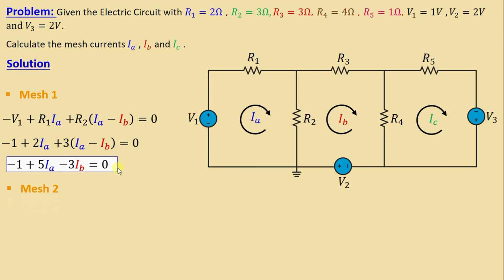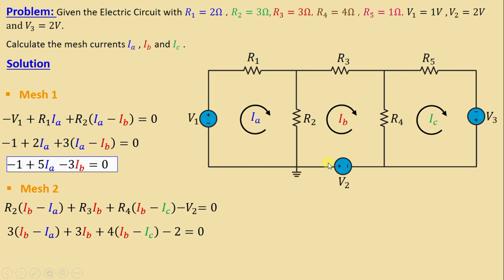By applying KVL in mesh 2, we can write R2 (IB minus IA) plus R3 IB plus R4 (IB minus IC) minus V2 is equal to 0. By replacing the resistors and voltage with their numerical values, we obtain 3(IB minus IA) plus 3IB plus 4(IB minus IC) minus 2 is equal to 0. If we continue simplifying this equation, we obtain finally negative 3IA plus 10IB minus 4IC minus 2 is equal to 0. We go now to mesh 3.